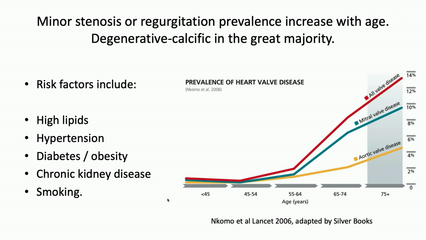Numerically, the most common cause of this is mitral valves, but remember, aortic is more likely to cause mortality in terms of numbers. And it's made more likely by things like high lipids, hypertension, diabetes or obesity, chronic kidney disease, or smoking. So very similar things to the things that caused an increased risk of coronary heart disease, which I discussed in the first lecture in this series.